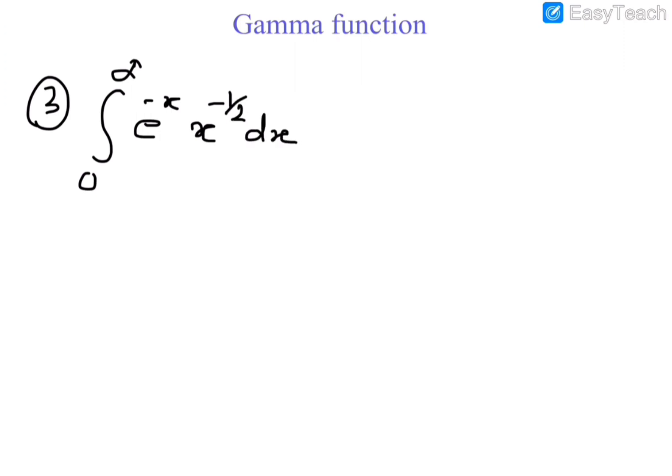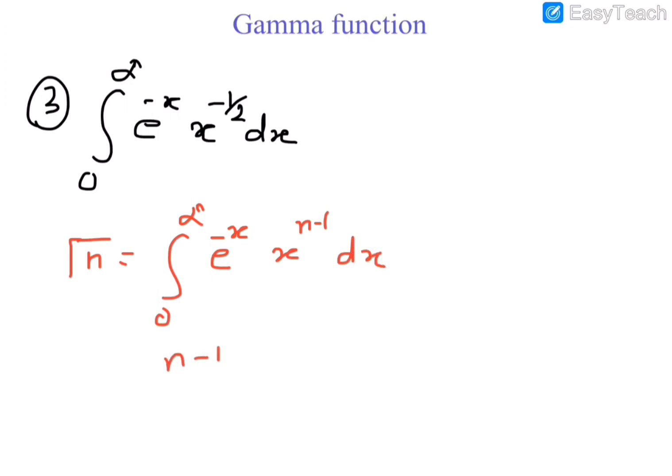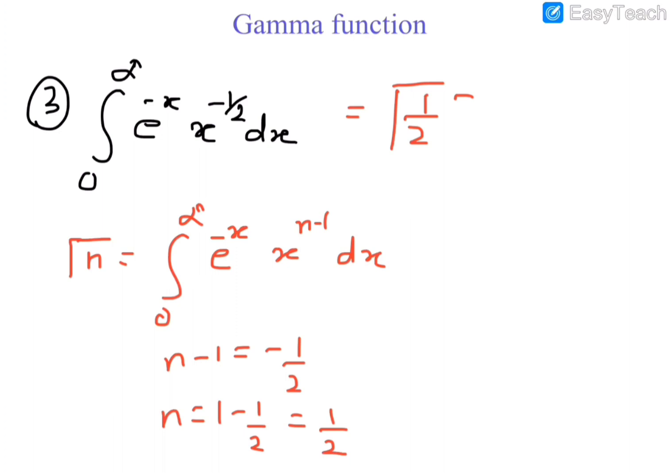Now again we are going to compare it with the original formula for the gamma function, which is integral from 0 to infinity of e raised to the power minus x into x raised to the power n minus 1 dx. So here you can easily see that n minus 1 is equal to minus half. So you can say n is equal to 1 minus half, that is equal to plus half. So it is coming out to be gamma function of half. And what is gamma function of half? I have already told you in the last class, it is under root of pi.